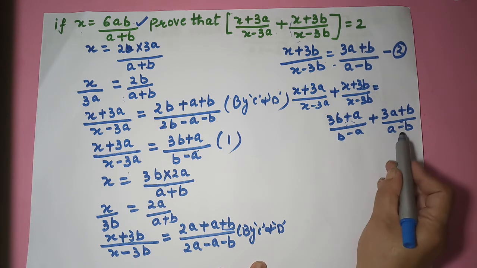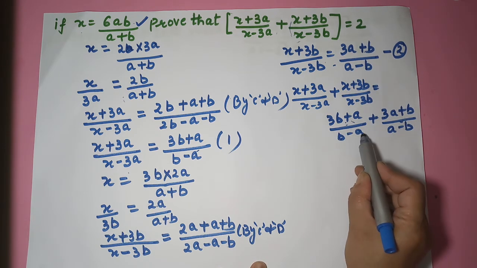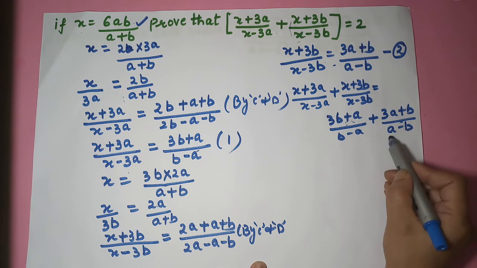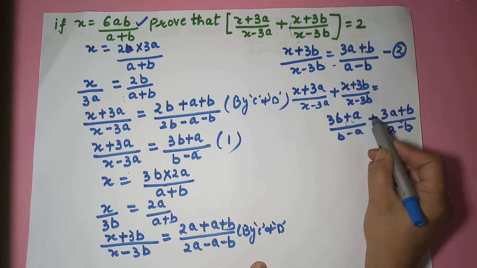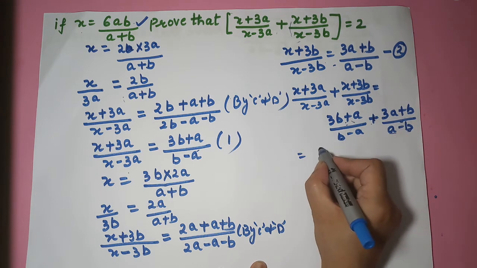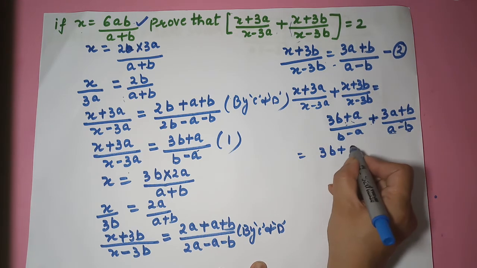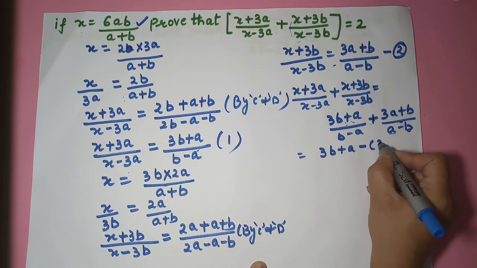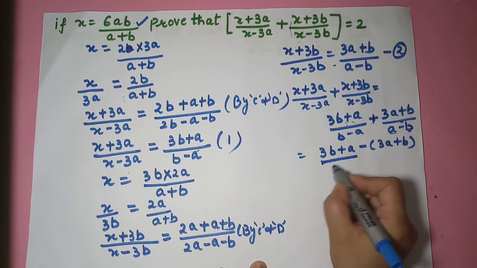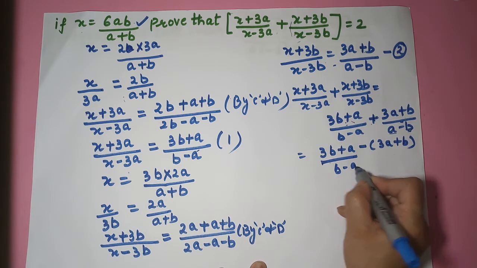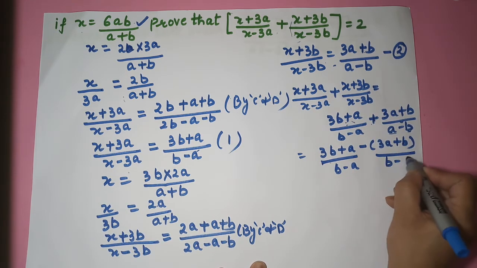I need to take the LCM. Now this is b minus a and this is a minus b. Can I make this as b minus a? Yes, by taking minus common here. So I will get (3b plus a), minus, this goes inside the bracket, (3a plus b) upon b minus a, and then here also b minus a.